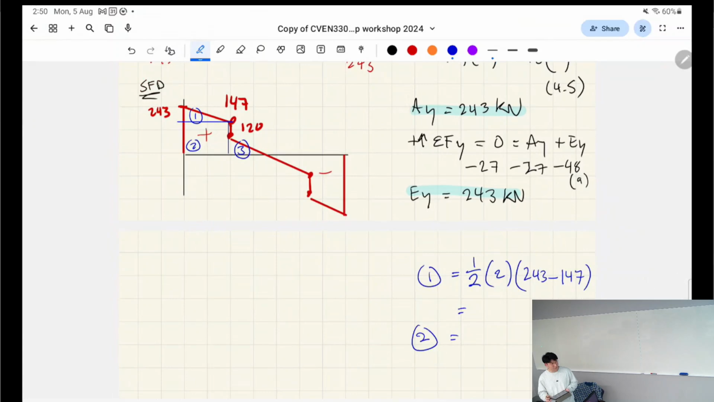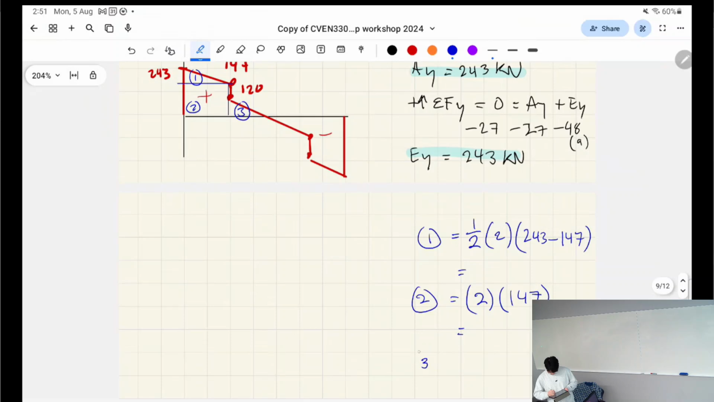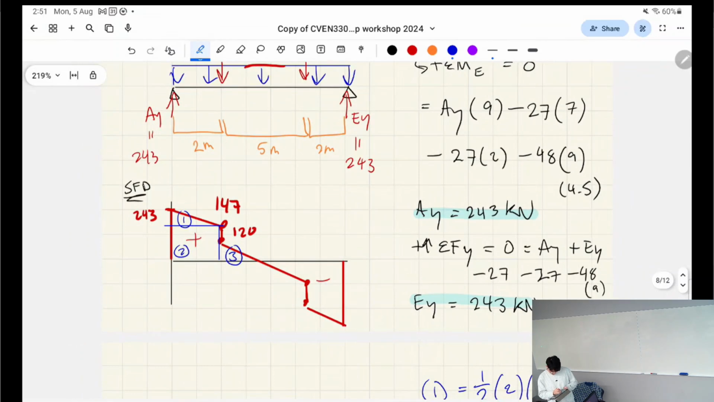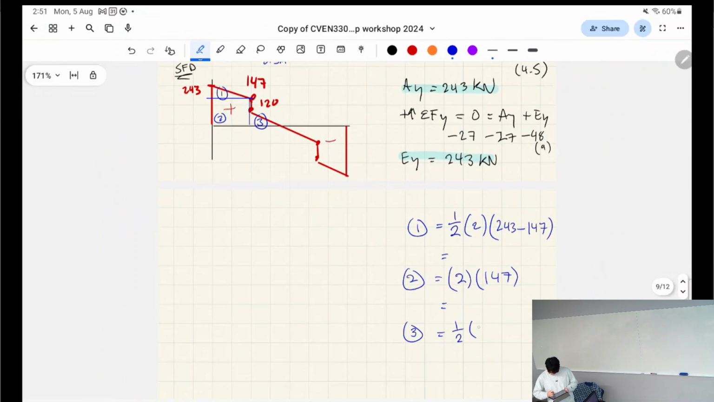The second shape is going to be the area of a rectangle. The area of a rectangle is going to be 2 meters again, multiplied by 147, right? And that third shape is also going to be a triangle. It's going to be, basically here is going to be 2.5 meters. Right. So half 2.5 multiplied by 120. Right, let's see those values. 96 kilonewton meters, 294 kilonewton meters, 150 kilonewton meters, right?